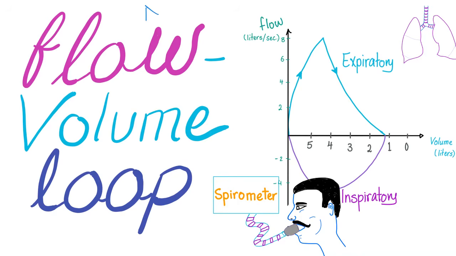We continue our playlist called Pulmonology. In the previous video, we talked about DLCO, or diffusion capacity of carbon monoxide. Today I'll talk about the flow volume loop. Flow on the vertical axis, volume on the horizontal axis. Don't confuse flow volume loop with pressure volume loop. With that being said, now let's get started.